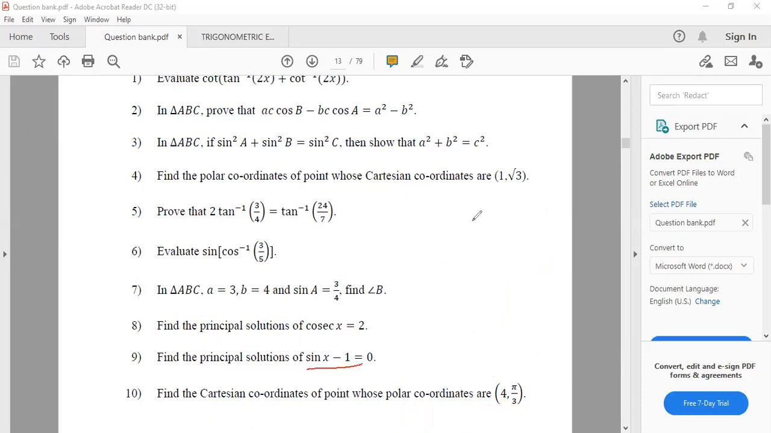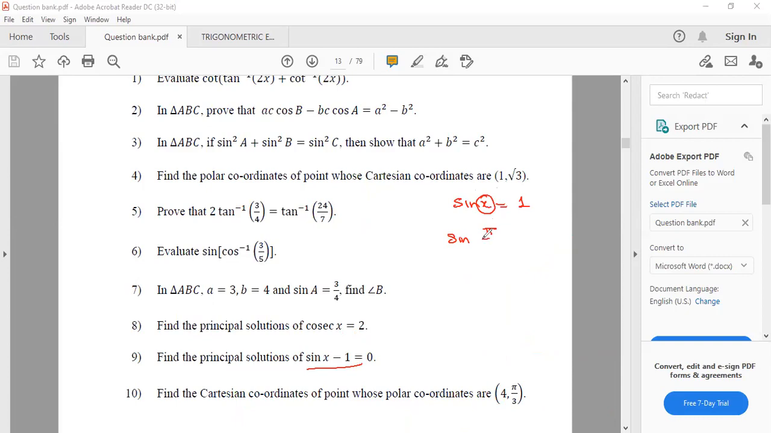Next is sin x equal to 1. Now, sin x is 1 means, what do you mean by that? 90 degrees. So where does 90 degrees occur? Only once in 0 to 2 pi. Anywhere else? Then x will be 1. So x has only one value.